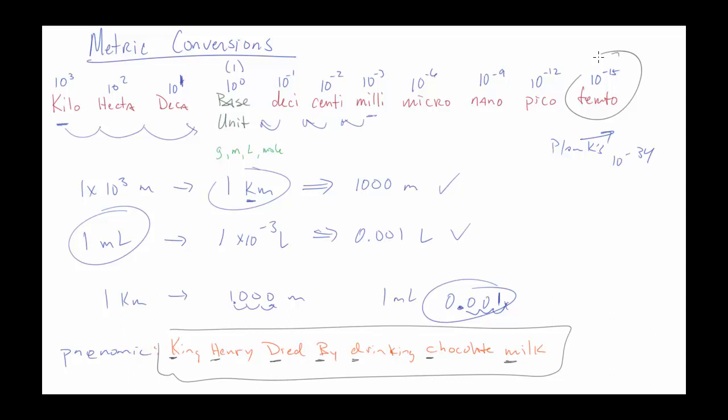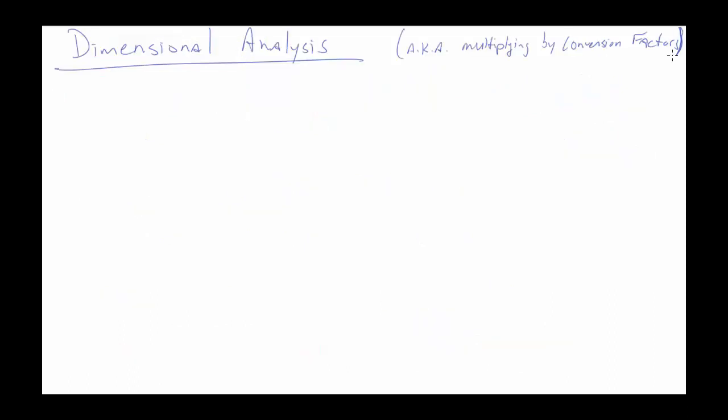But it's actually amazing to me that we have equipment that can measure with that level of precision. So the next type of conversion that we're going to take a look at is dimensional analysis. And sometimes you'll hear me say that this is really just multiplying by conversion factors. And so we'll look at a couple of examples here.